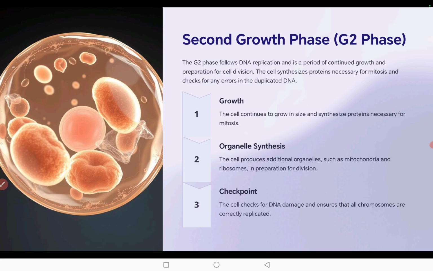Now, the cell is ready to undergo cell division and enter the dividing phase of the cell cycle. After dividing phase gets completed, the newly formed daughter cell enter into interphase again, and in this way the cell cycle goes on and on. In this phase, cell organelles like mitochondria, ribosomes, endoplasmic reticulums are replicated. The cell checks for DNA damage and ensures that all chromosomes are correctly replicated.